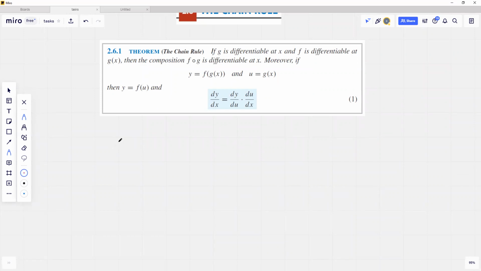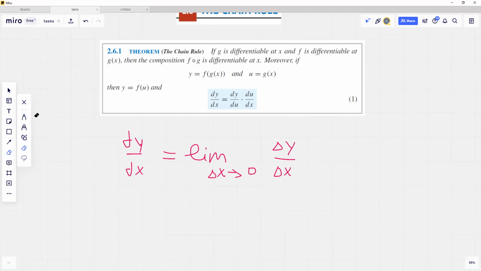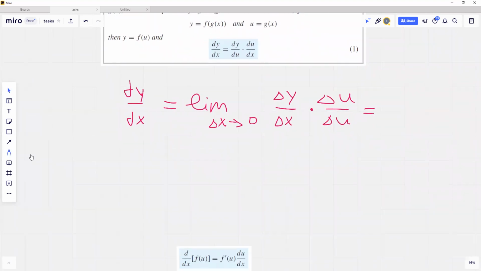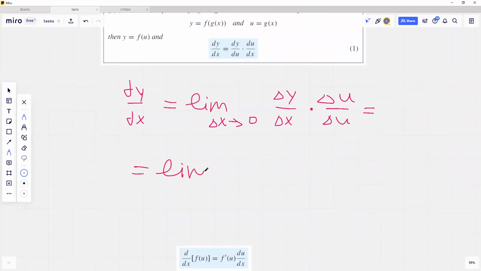So we need to find the derivative of dy by dx using the limit definition of derivatives. This is the limit as delta x is approaching 0 of delta y over delta x. Now let's do the following trick. Let's multiply and divide by delta u. So this is now the limit as delta x is approaching 0.